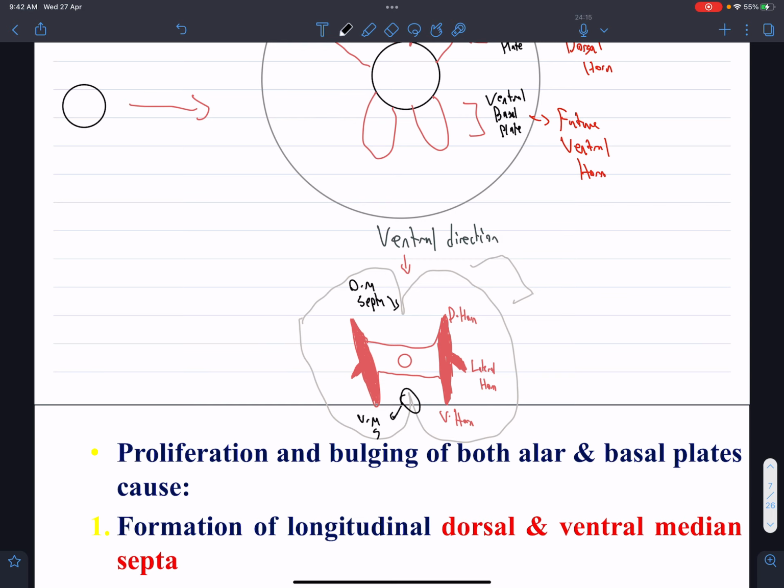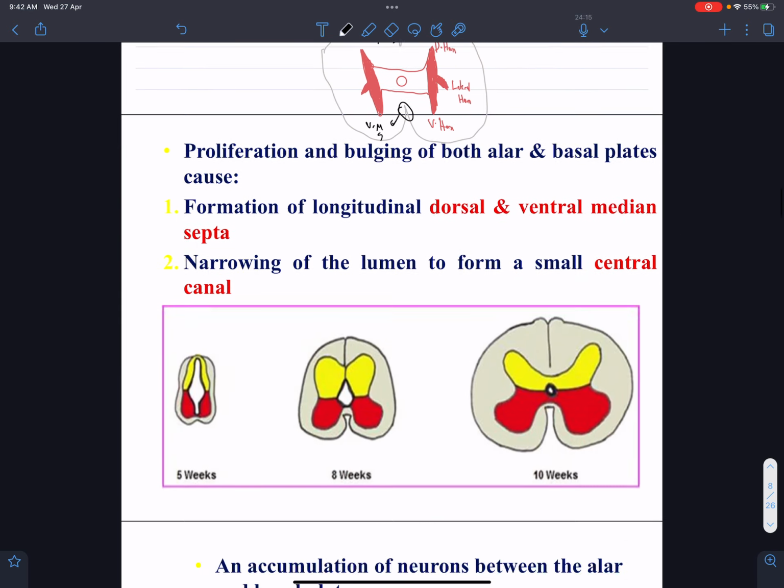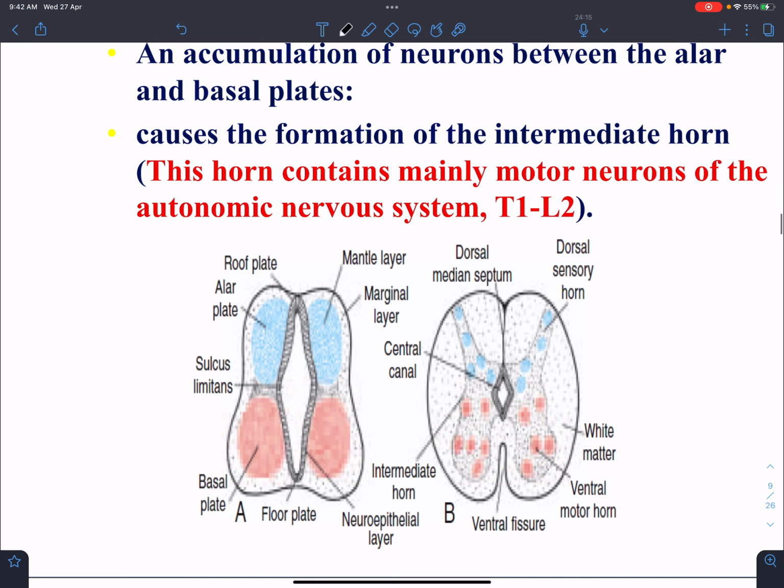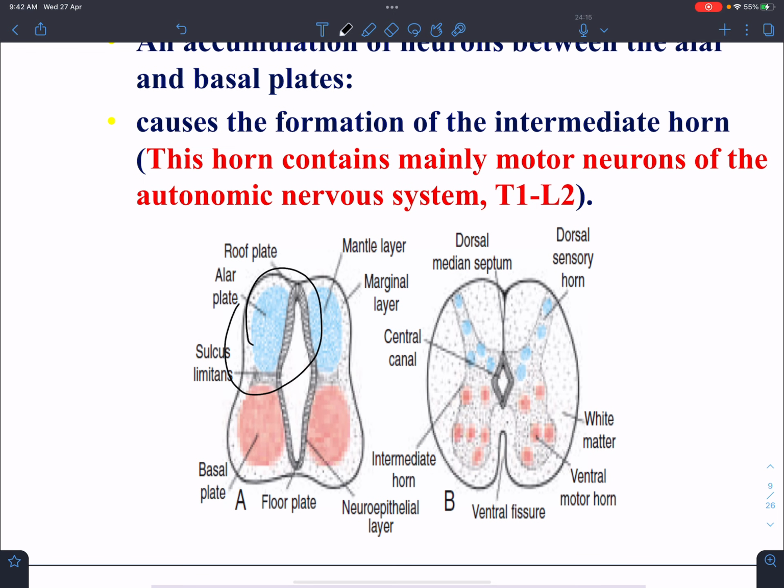Now, let's talk about the lateral horn real quick. The lateral horn is very easy. Let's look at this picture right here. This is the lateral horn. You see the alar plate right here, and you see the basal plate? You see the neurons in between them? These neurons in between them want to proliferate, but they have no space to go.